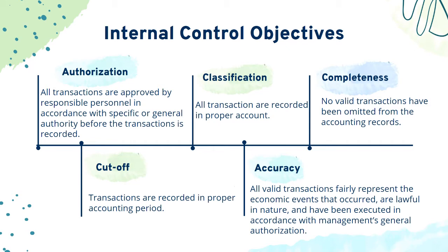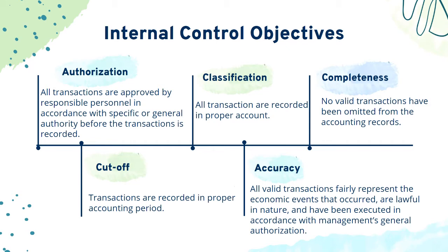Number 3 is completeness. No valid transaction has been omitted from the accounting records. Meaning to say that the assets, equity, and liabilities are recorded and have been recognized in the financial statement.